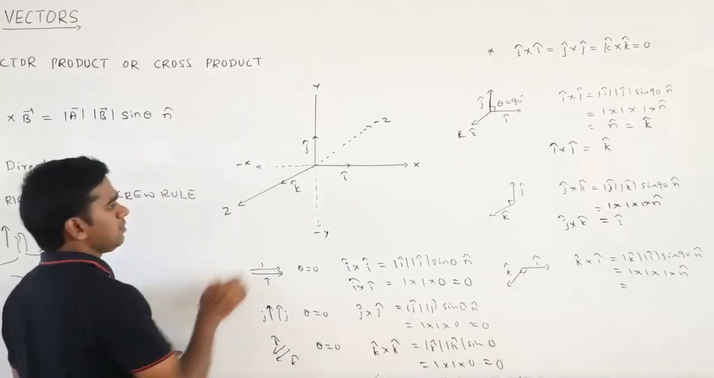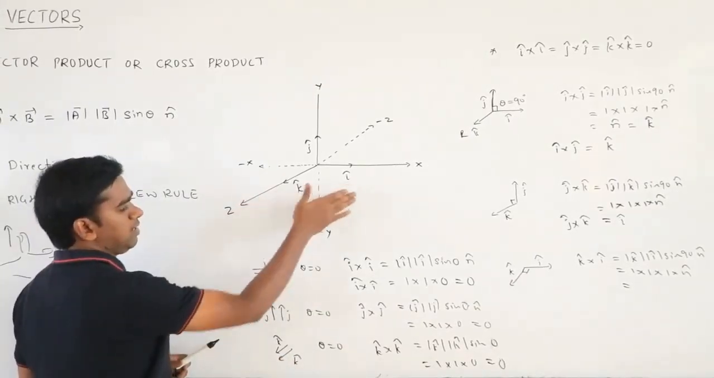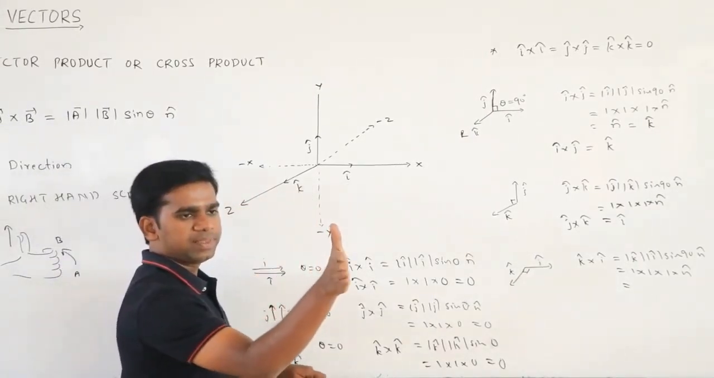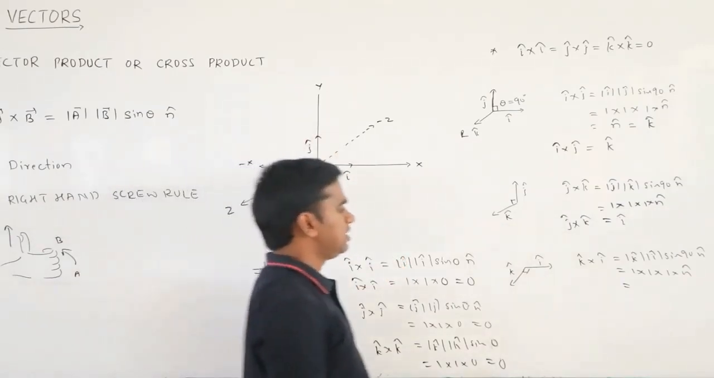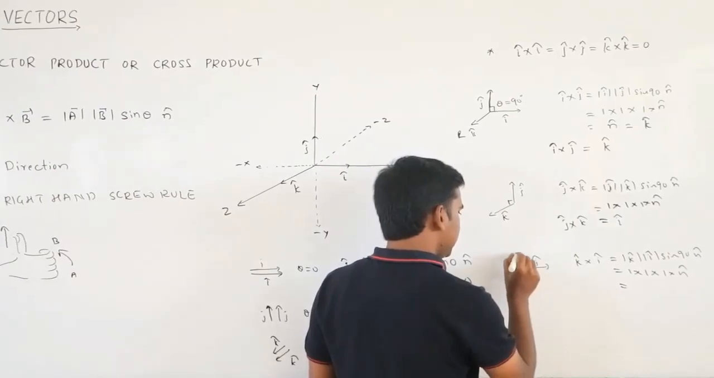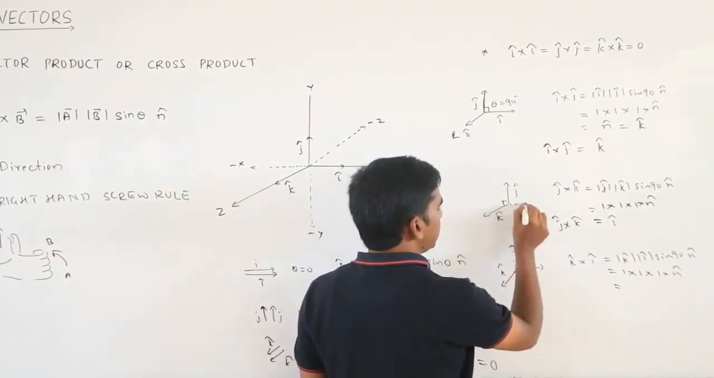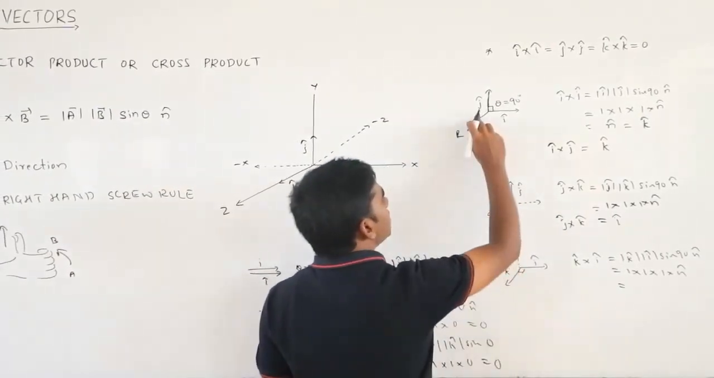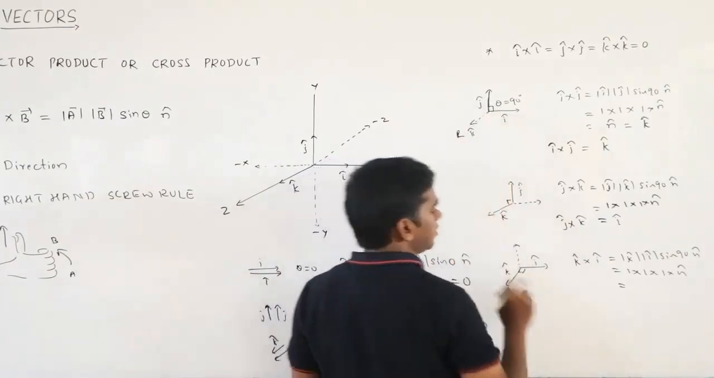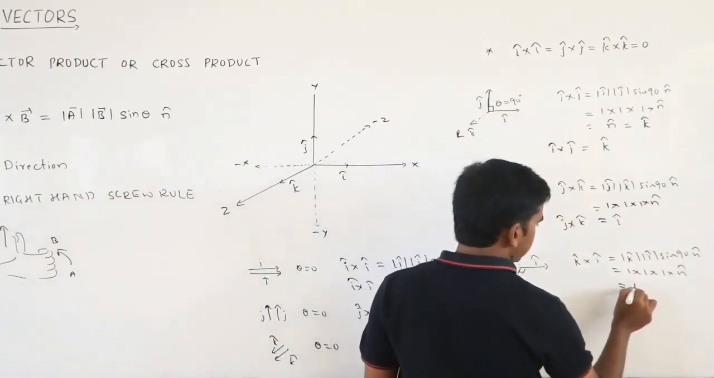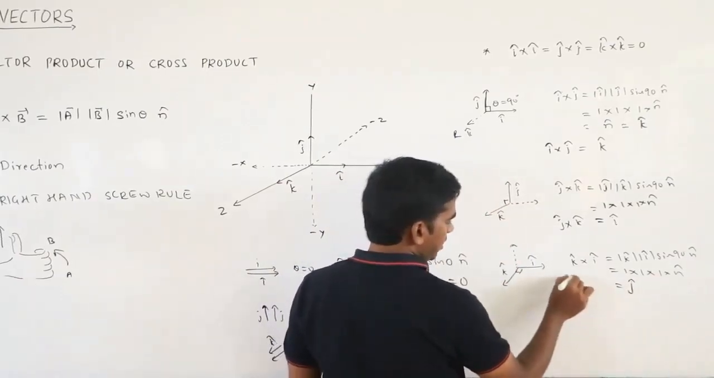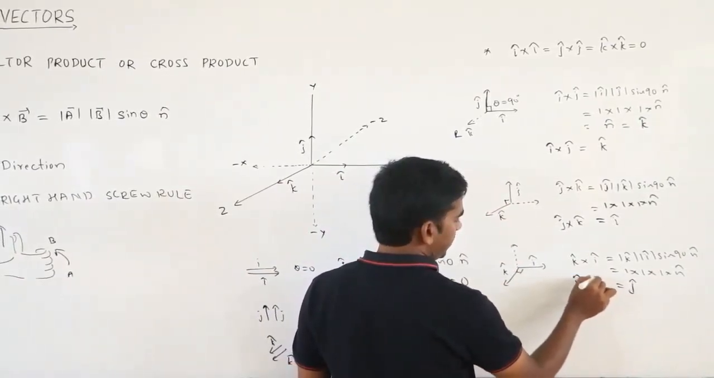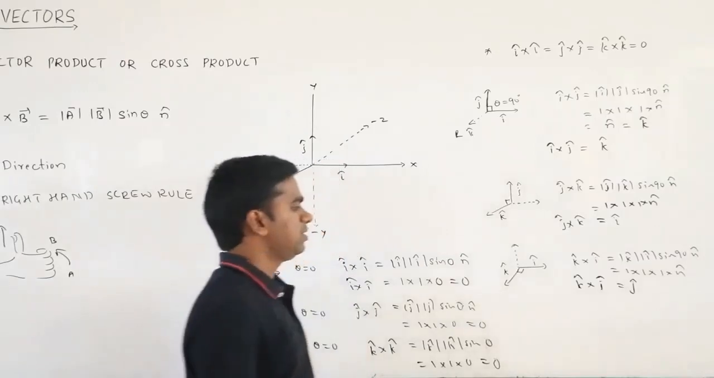From k to i. So again it is going to be j cap. So the resultant is going to be here. This is the resultant, and this is j cap. What is that? k cross i. k cross i is going to be j cap.